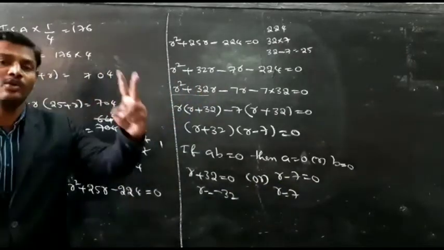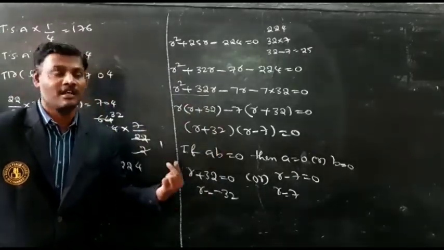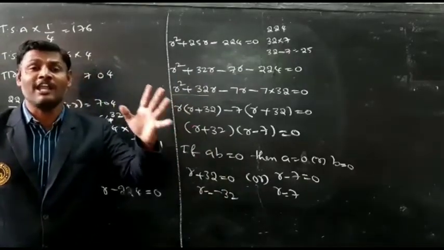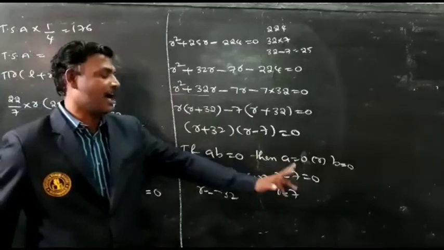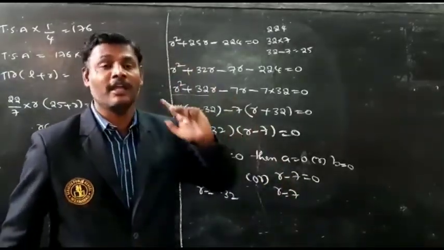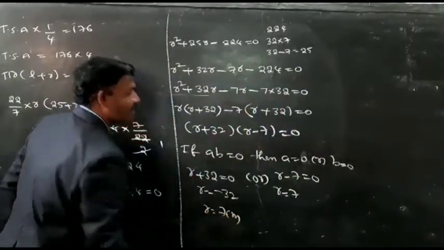So here we got two values. Whether minus 32 is correct or 7 is correct. Here minus 32 is a negative quantity, and measurements are never negative. So r is equal to 7 is the correct answer. So I am going to take the radius as 7 centimeters. So r is equal to 7 centimeters.